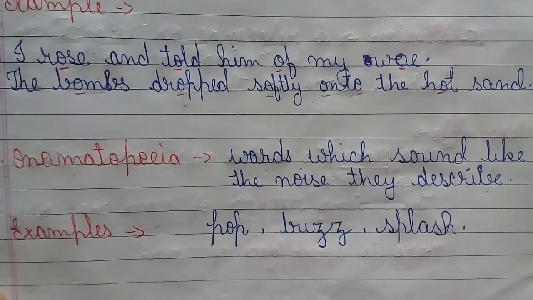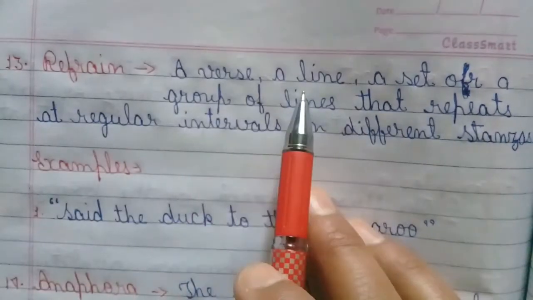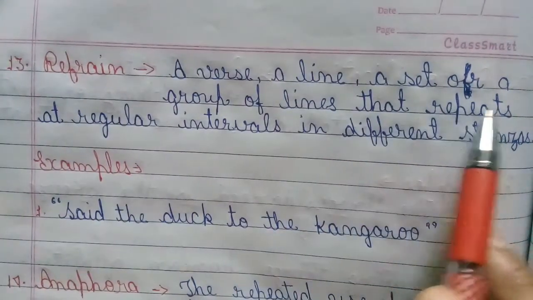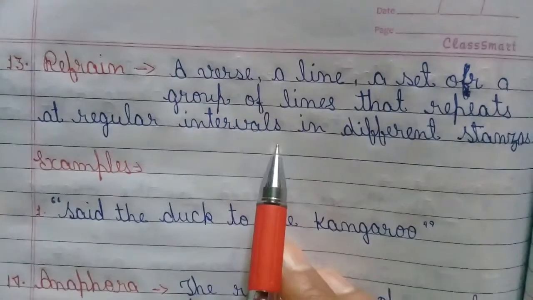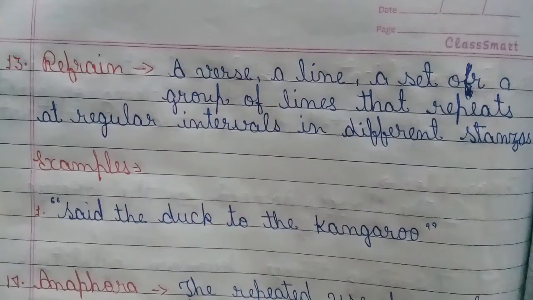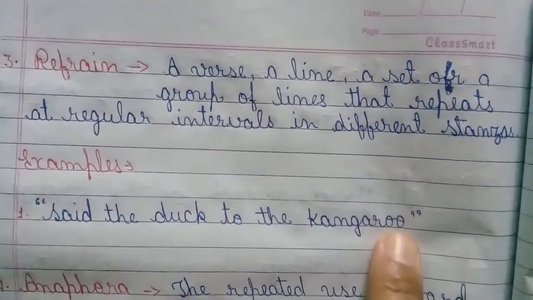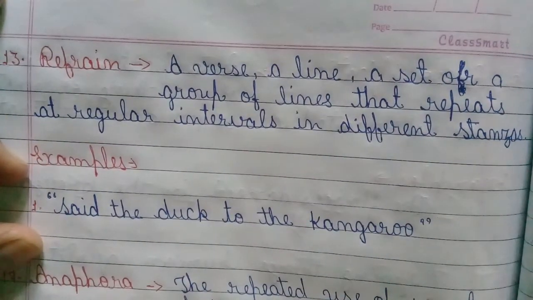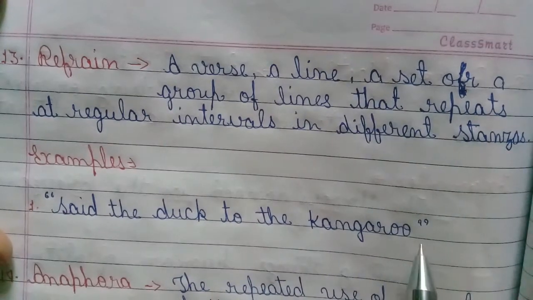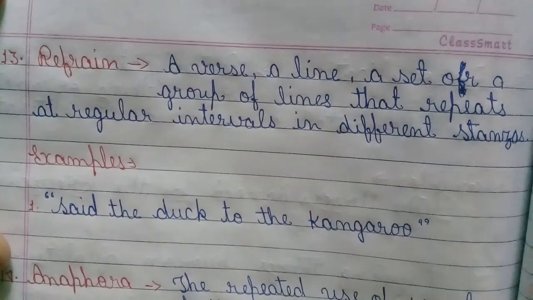The next literary device is refrain. Refrain is a verse, a line, or a group of lines that repeats at regular intervals in different stanzas. For example, said the duck to the kangaroo. This statement is taken from the poem The Duck and the Kangaroo. In this poem, this statement is repeated after a short interval again and again.